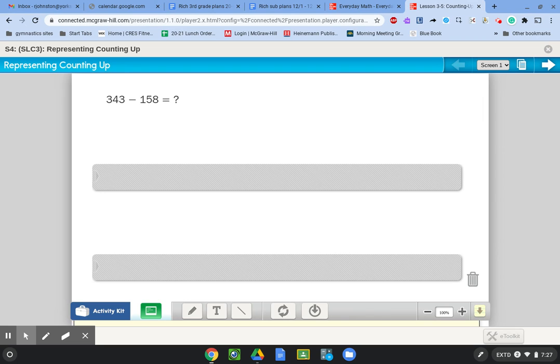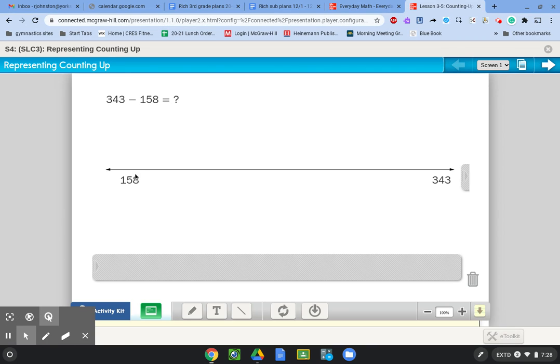So hit pause, let your students work on 343 minus 158, and then we'll bring everybody back together to share some strategies. And then after you've shared strategies, you can hit play again, and I'll share a couple strategies and see if they're ones that you have also used. So go ahead and hit pause and let the class work on 343 minus 158.